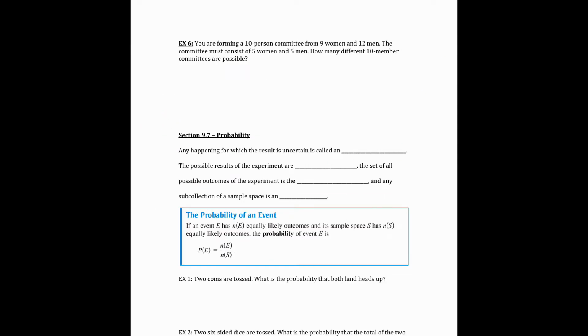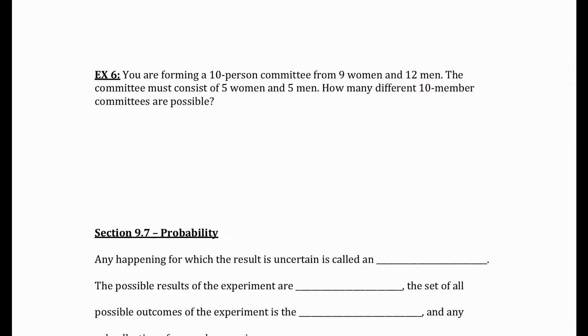Now, taking a look at this last example here, we're forming a 10-person committee from 9 women and 12 men. The committee must have 5 women and 5 men. Got to make it equal. So how many different combinations of this can we get? How many different 10-member committees?